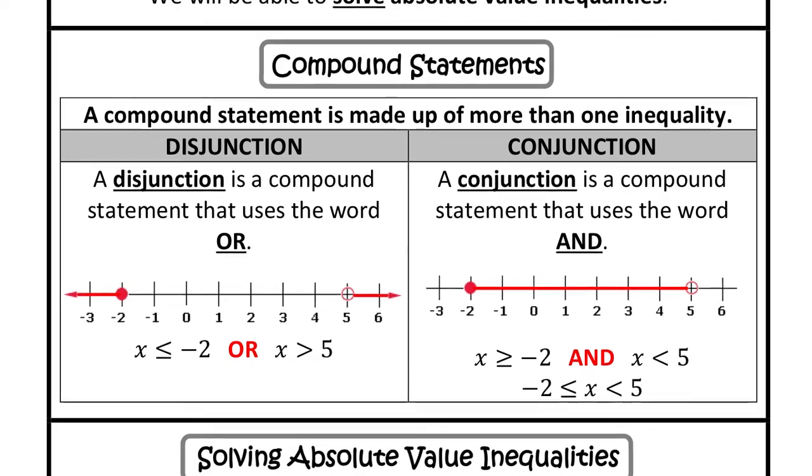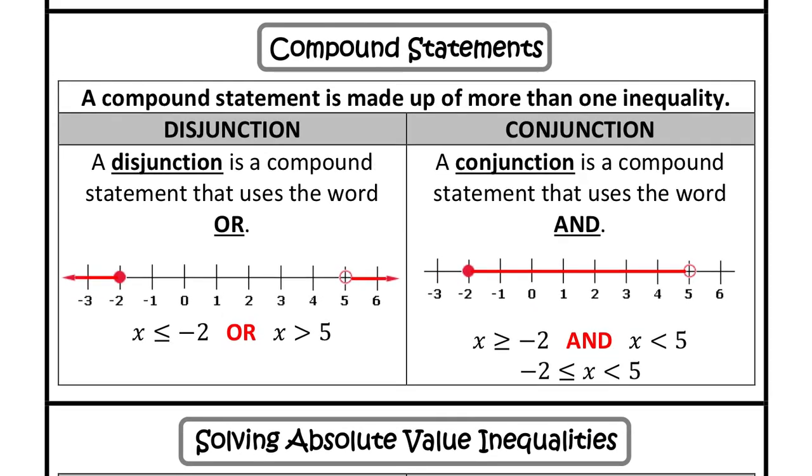If I slide down here, you have the inequality symbols, the less than, greater than. So it's not necessarily that they're equal to a specific number, but they're unequal to them. So we have a compound statement, right? What is a compound statement? There's two types: a disjunction and a conjunction. A compound statement is made up of more than one inequality.